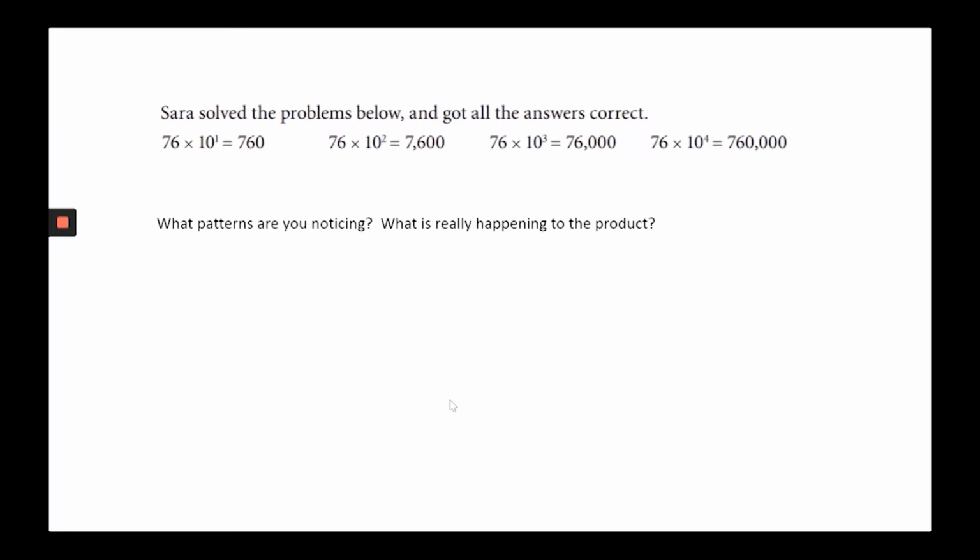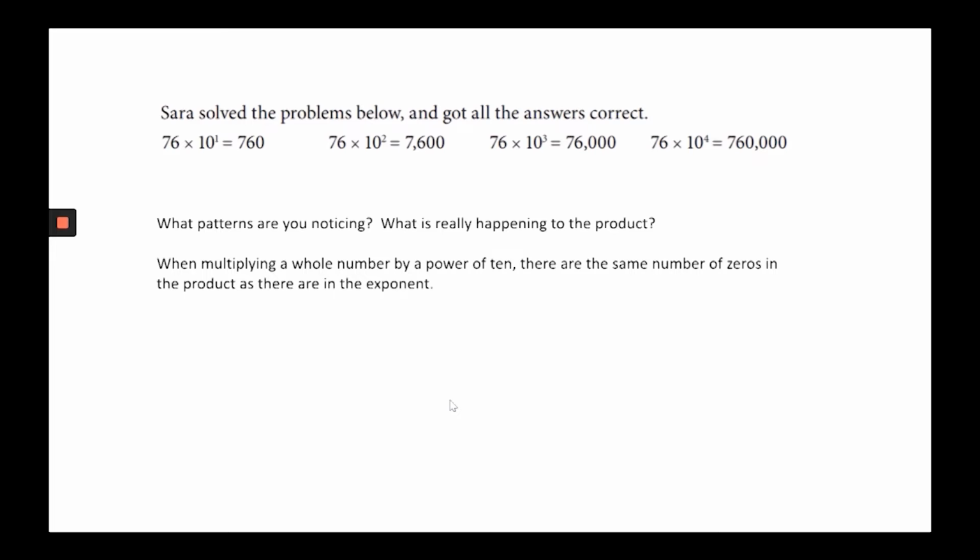Sarah solved the problems below and got all the answers correct. What patterns are you noticing? What's really happening to the product? Okay, if there's someone near you, I want you to take a second and discuss. What patterns are you seeing? Now, if not, you can just write it down. Go ahead and do that now.